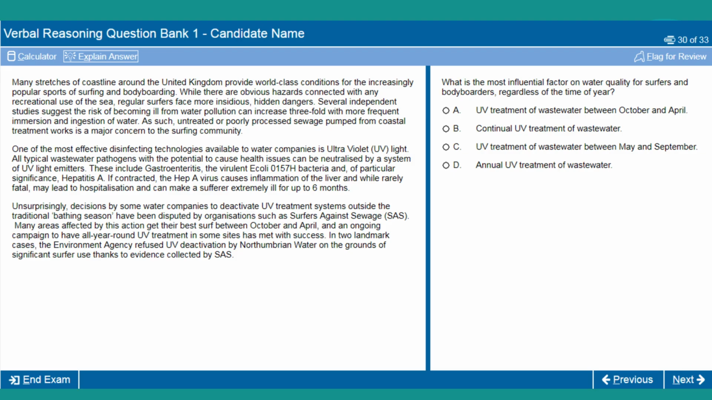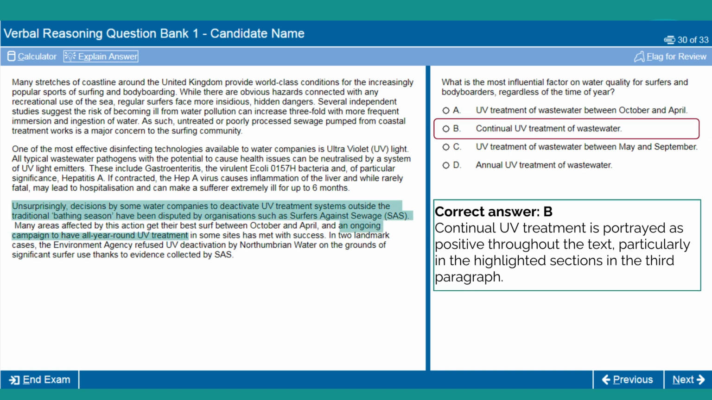Here is an example of a verbal reasoning question. On the left, there is a passage of text about seawater quality around the UK. Having read this information, you are required to identify the most influential factor impacting on water quality, choosing from 4 responses. If you wish to, you can pause this presentation to read the passage and work out the answer. Press play when you are ready for the response.